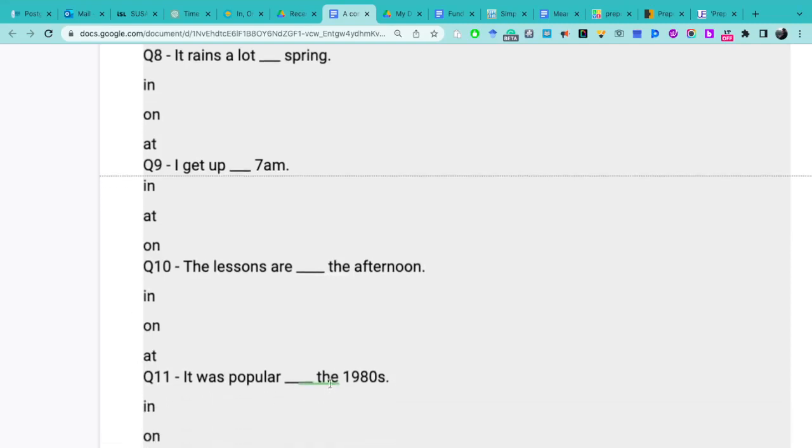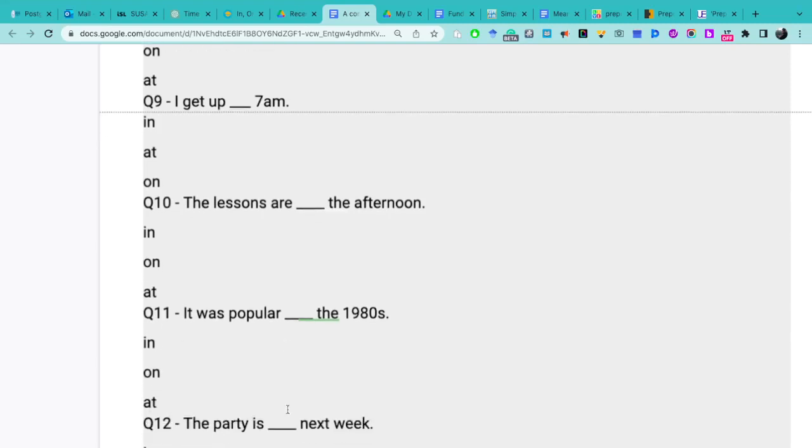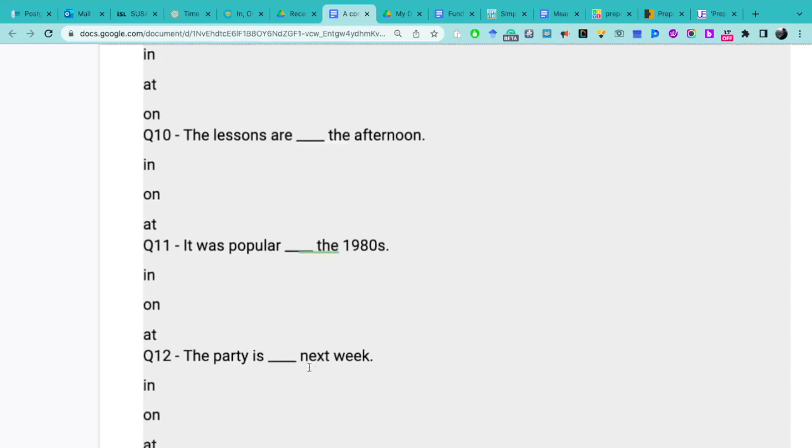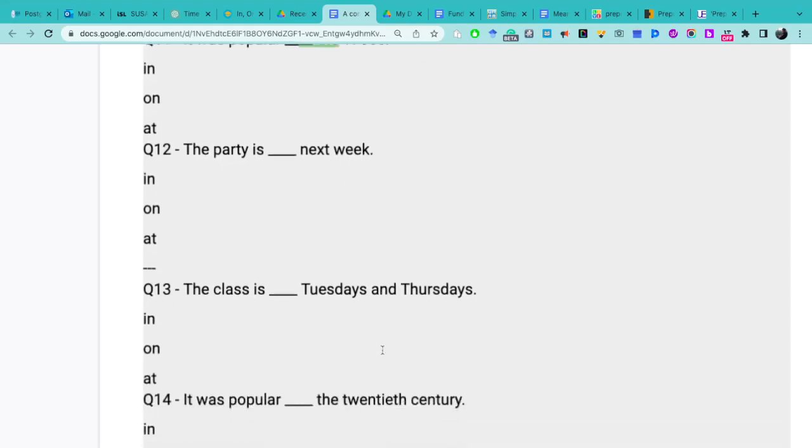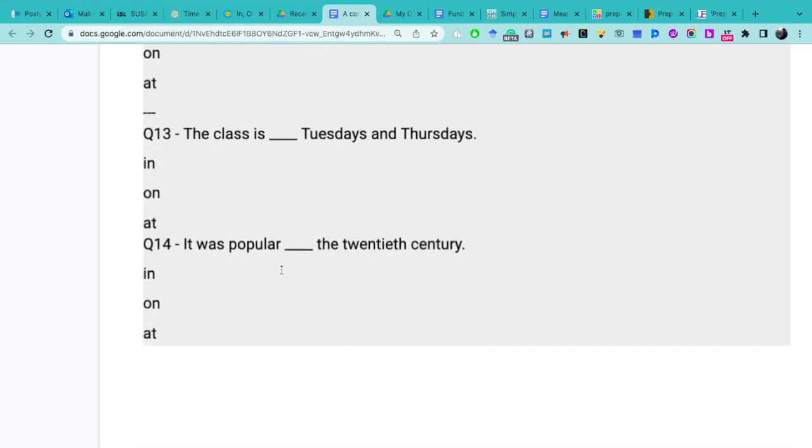It was popular the 90s, decades, in, on, or at. Yes, you got it. In the 90s, or in the 80s, sorry. The party is, sometimes we must not use our prepositions, so probably this is one of those cases, because in, on, and at do not fit over here, so we don't use any preposition here. So the party is next week. Question 13: the class is Tuesday and Thursday, days of the week, and with days of the week we must use on. It was popular the 20th century: with centuries we use the preposition in.